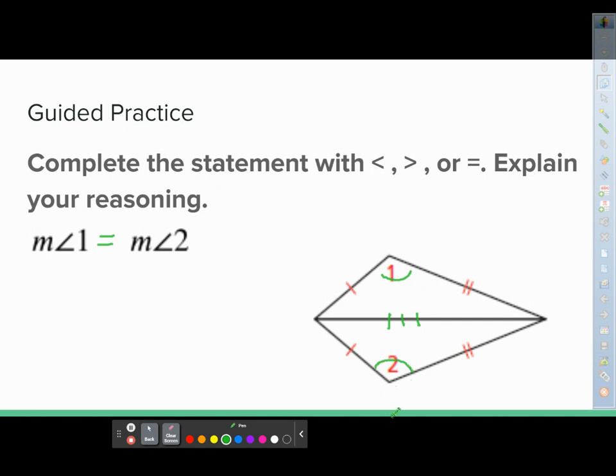Okay. And I saw quite a few different answers. Some people said side, side, side, completely okay. Some people said all sides are congruent, so that's also fine. Just any type of explanation explaining why angles 1 and 2 would be equal to each other. All right, what questions do you have on 9.2?